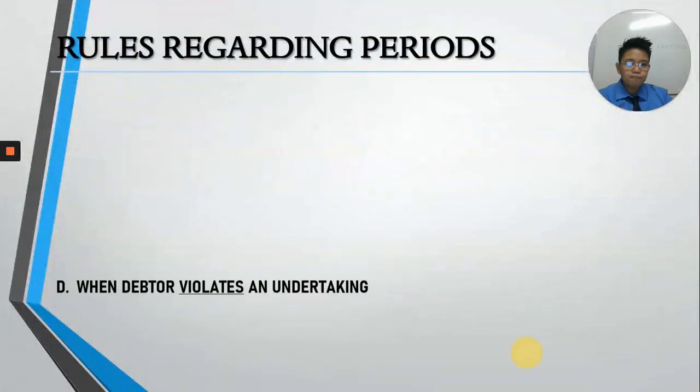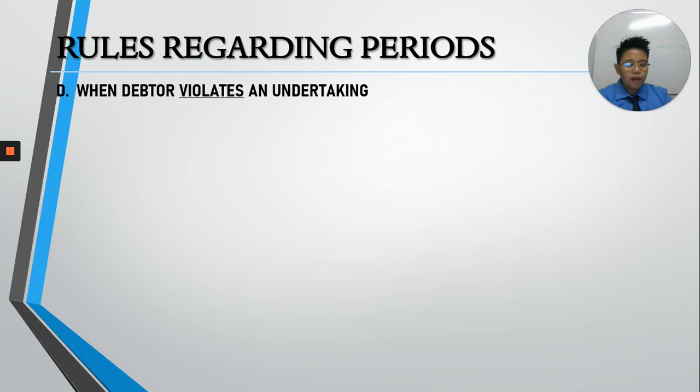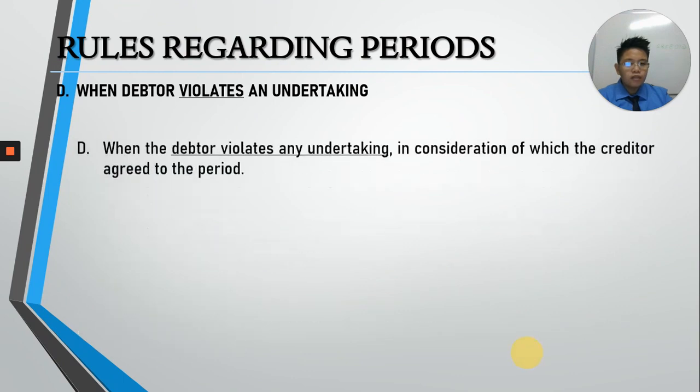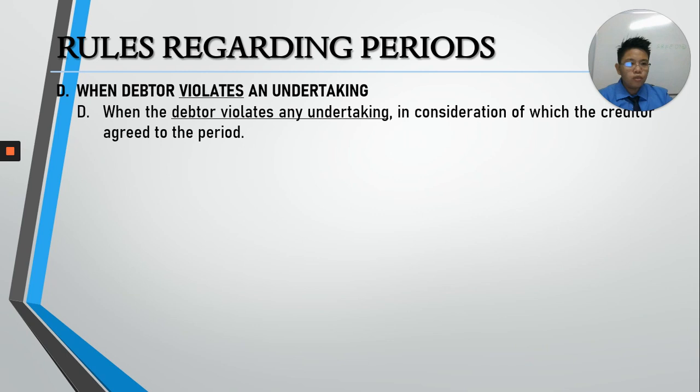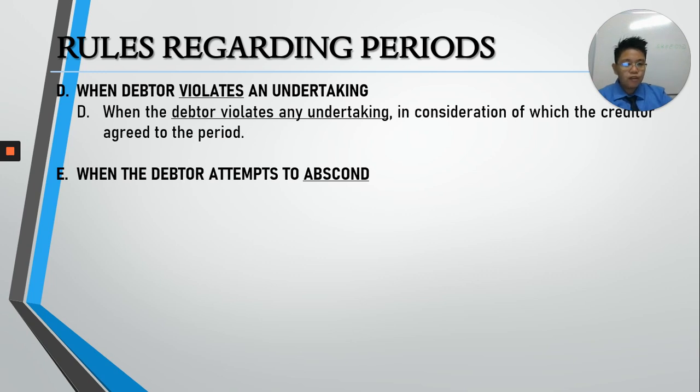What else? Number 4, if the debtor violates an undertaking to which he agreed to the period. Common sense lang yan, class. Obviously, will lose the right to a period kasi nga may violation, may breach of contract. And number 5, when the debtor attempts to abscond or escape. Tumatakas na nga siya, bibigyan mo pa siya ng time para magbayad. Hindi na. If nahuli mo because the debtor attempts to escape, the obligation will be immediately due and demandable.